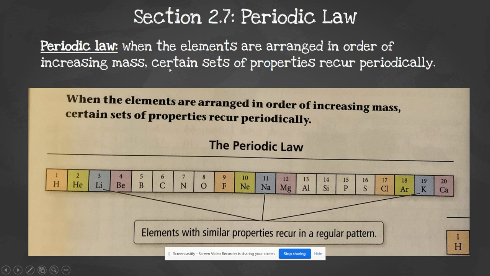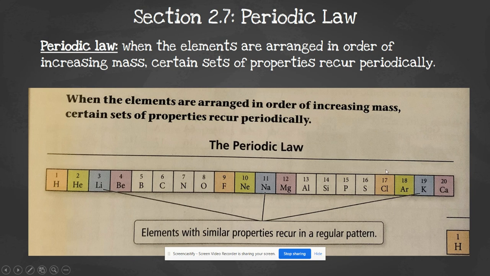All right, section 2.7, periodic law. The periodic law says when the elements are arranged in order of increasing mass, certain sets of properties recur periodically. So that means if we line all the elements up like they are right here, you should see a pattern. Okay, they've colored them according to their properties. So we have hydrogen is orange, and it has similar properties to fluorine and chlorine.